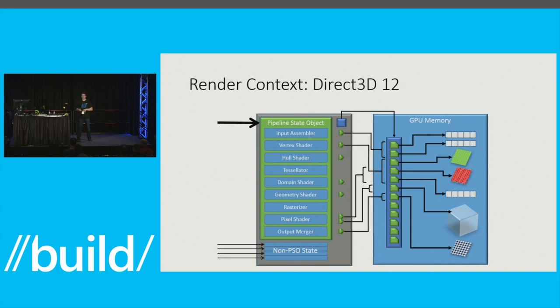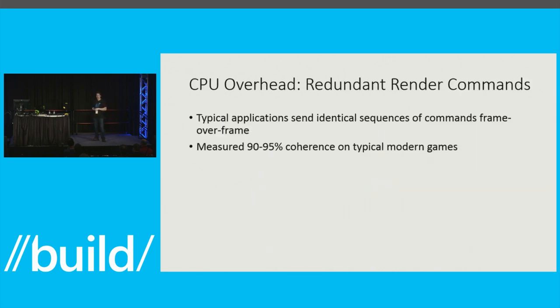So we're almost done with the CPU efficiency side. We'll get to parallelism in a second, but there's one last detail to go over. I mentioned applications issue the same commands from one frame to the next. And so not only is it about the bind points, but it's about the commands themselves. So we used the longest common subsequence algorithm, modified it to track GPU commands. And what we found is typical applications have a 90 to 95% coherent set of rendering commands from one frame to the next.